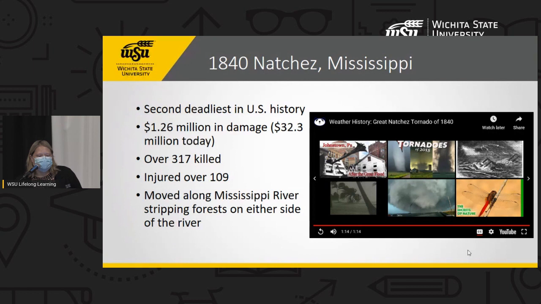And some articles on this tornado actually said that the death toll was probably a lot greater because at the time there were a lot of slaves that were working on the boats on the river, and they didn't necessarily count those as lives lost at the time. So the death toll was most likely greater than what is listed.